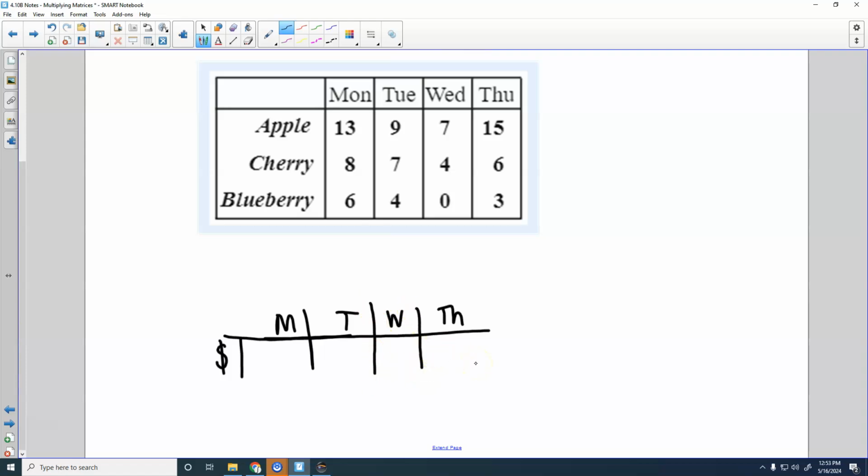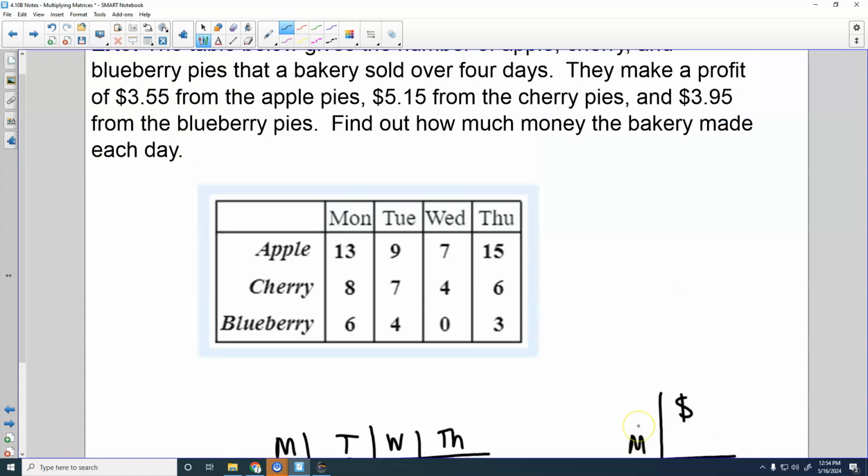I want this, or there's a possibility maybe I want money right here, and I want Monday, Tuesday, Wednesday, Thursday along this axis. It's going to be one of those two, right? So let's think about our matrices and think about being able to multiply. First of all, what are the dimensions of this matrix that we've got? This is a 3 by 4.